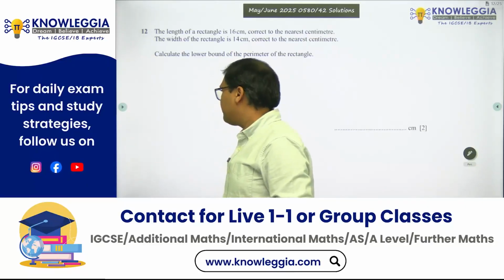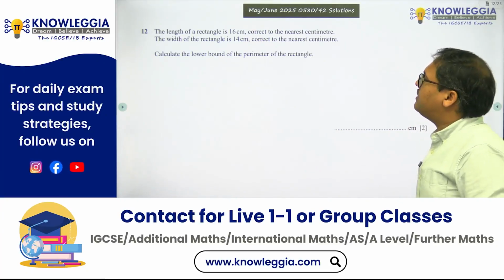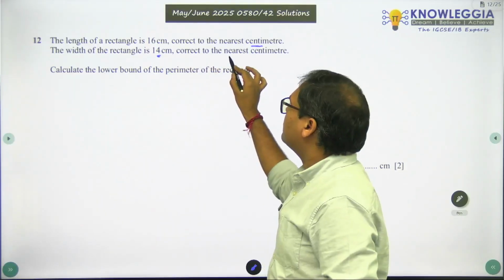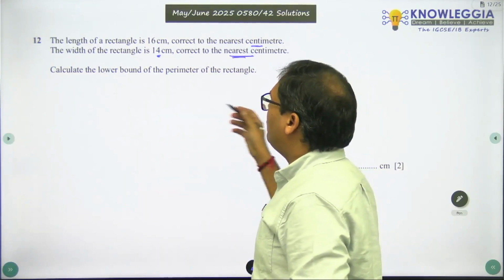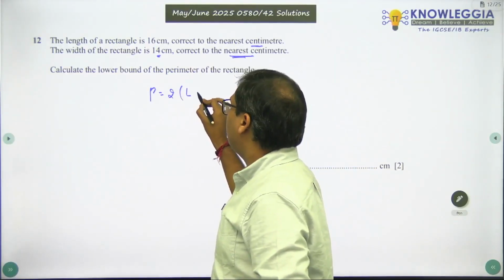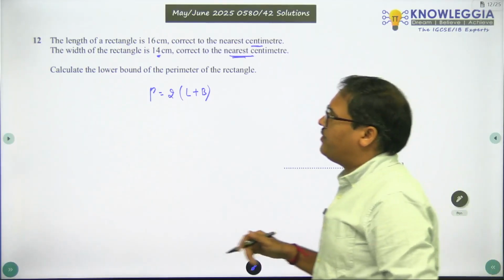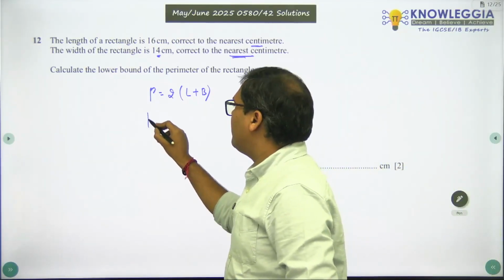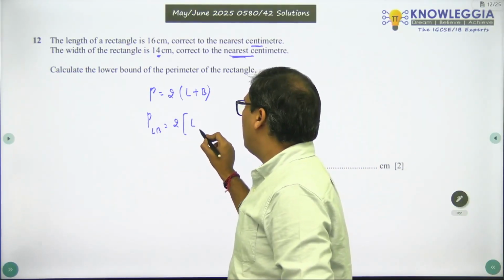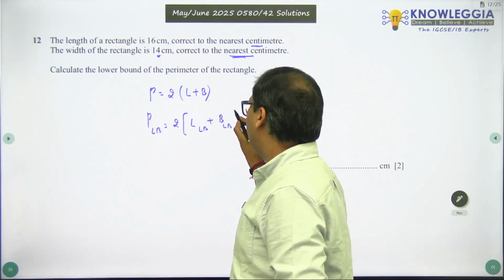Now, the next question. The length of a rectangle is 16 centimeters, correct to the nearest centimeter. And the width is 14 centimeters, correct to the nearest centimeter. Find the lower bound of the perimeter. What is the perimeter? This is 2 times length plus breadth, correct? Now, you have to find the lower bound. So this is 2 times the lower bound of length plus the lower bound of breadth.